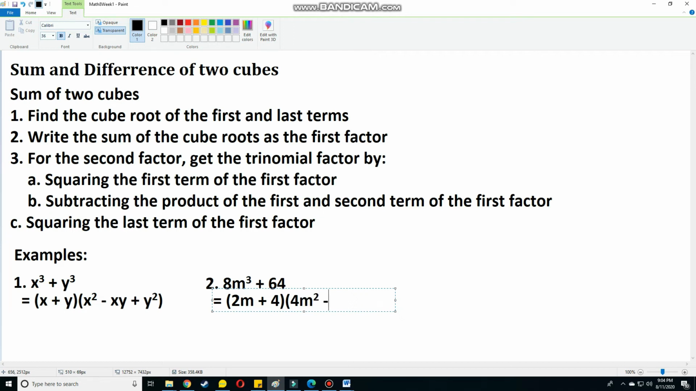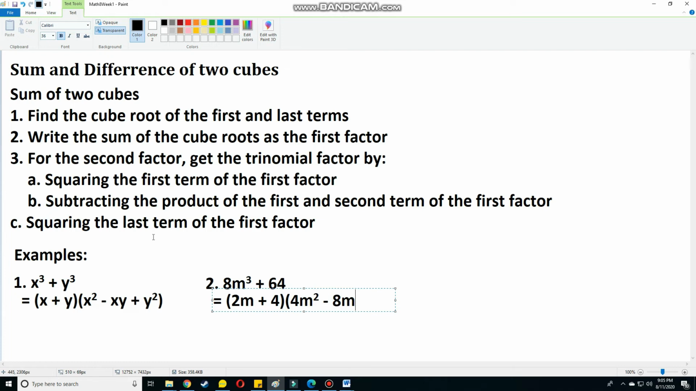And then subtracting the product of the first and second term of the first factor. So we would multiply the first term and second term of our first factor, and then we would subtract it from the first term. Now, 2m times 4. 2 times 4, that's 8. So 2m times 4 would be 8m. Okay, so that is squaring the first term of the first factor, and subtracting the product of the first term and the second term of the first factor.